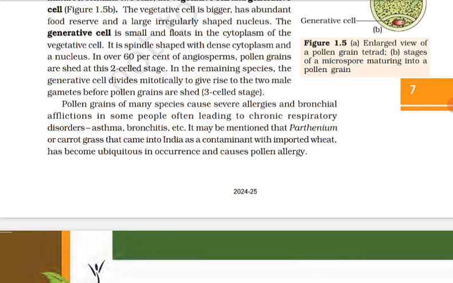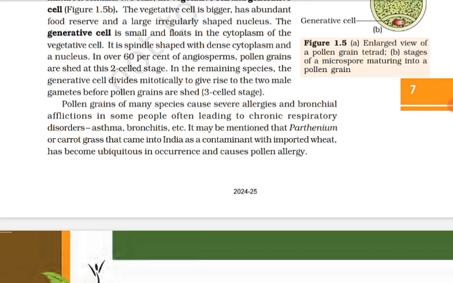Tell me the function of germ pore. Okay, let me tell you now. Function of germ pore is to initiate the pollen tube and release male gamete during fertilization. Okay, this is the function of germ pore.